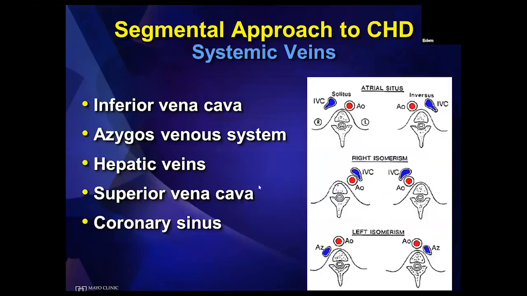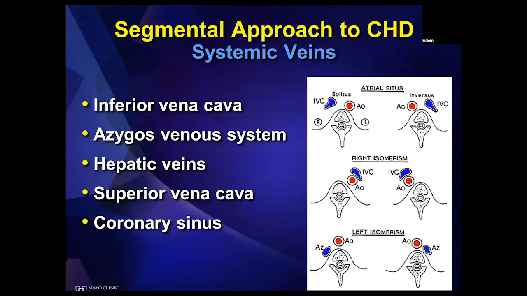We also need to focus our attention on the systemic veins, including the inferior vena cava, the azygos vein, the hepatic veins, the superior vena cava, and the coronary sinus. As we look at normal situs, we can see the normal position of the aorta. Here is the spine. Here's the normal position of the aorta on the left side of the spine and posterior. Here's the normal position of the IVC anterior to the aorta and on the right side.